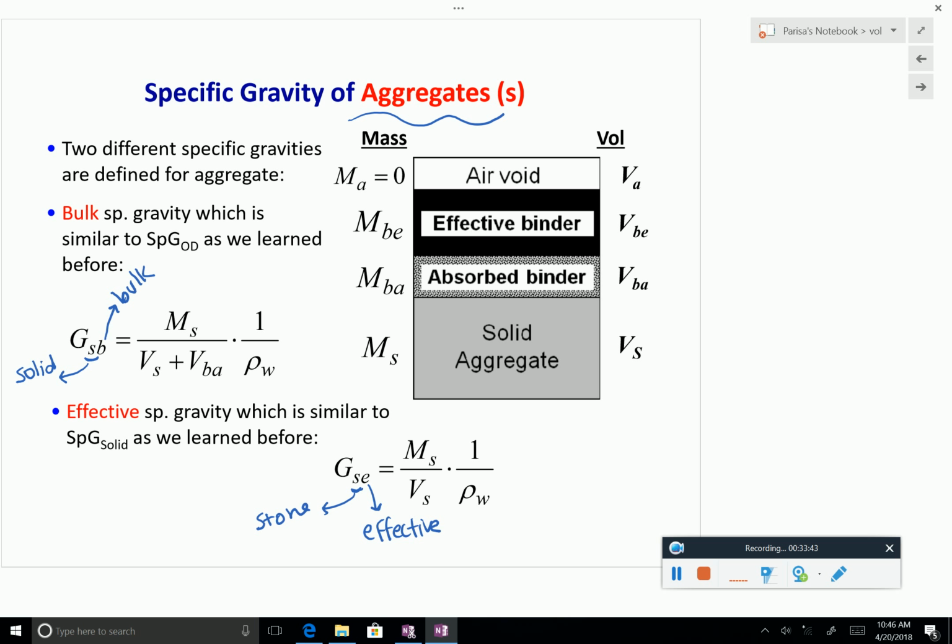Mass of solids, that's obvious, just the mass of the aggregates. Over the volume: in the bulk, you count in the absorbed binder. In the effective, you don't. It's just divided by the volume of solids.